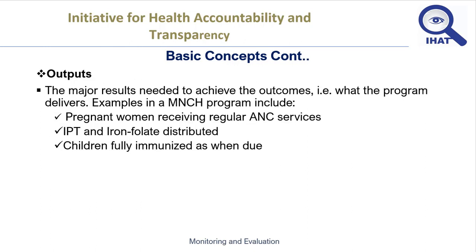The output aspects. Outputs are major results that are needed to achieve the objectives, that is, what the program delivers. If we look at an MNCH program, outputs will include pregnant women receiving regular antenatal care, intermittent preventive treatment for malaria, and also the iron folate that is distributed, or children fully immunized as when due, or women that are immunized during antenatal care.